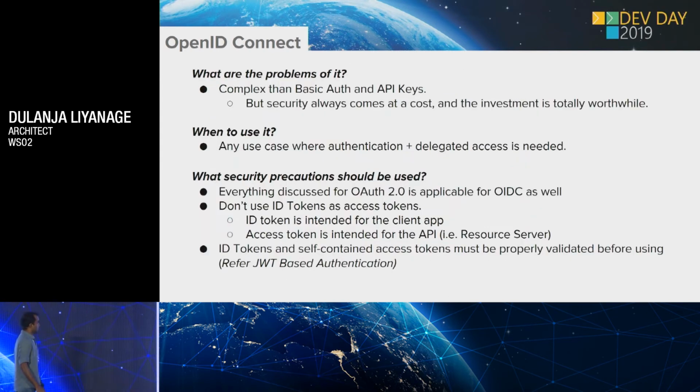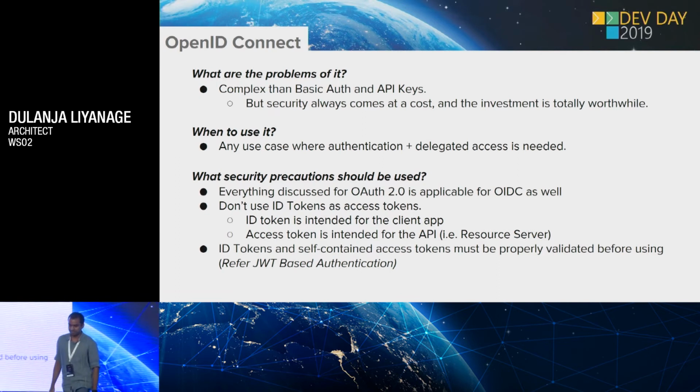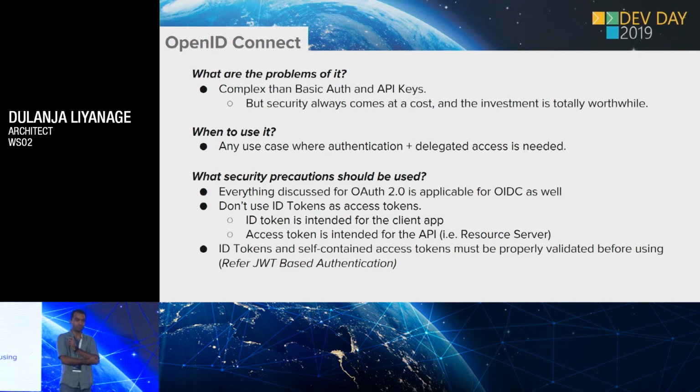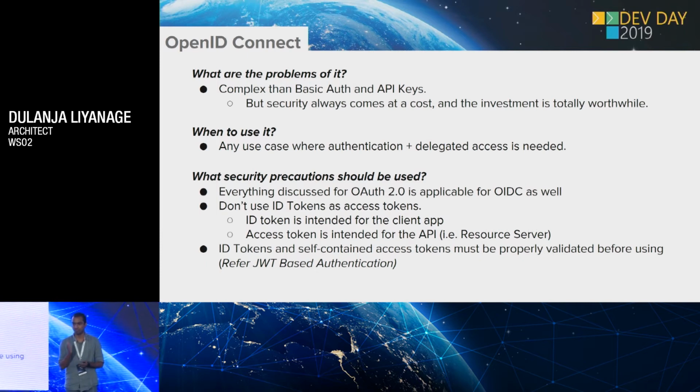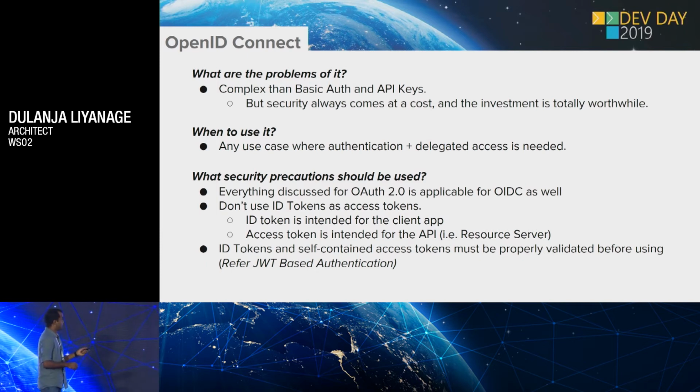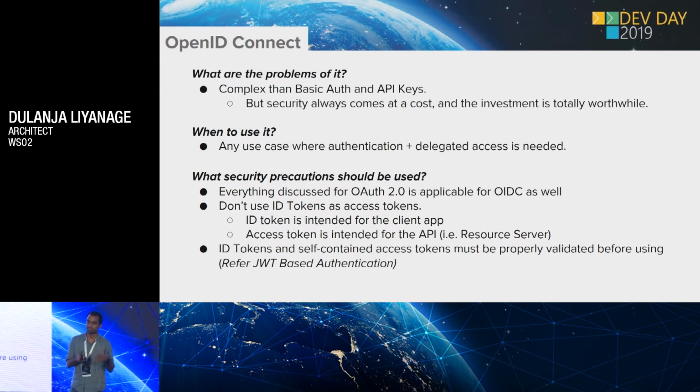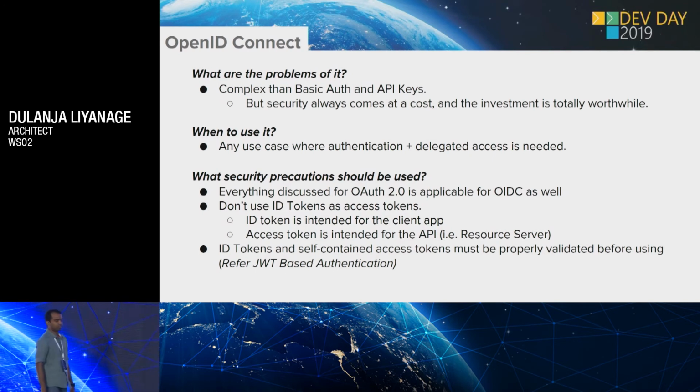Okay. So the problems: it's more complex than basic code and API keys. Of course, you have to do a lot of stuff, but there are libraries. So this investment is totally worthwhile, right? So go for it. When to use it? Any use case where delegated access plus authentication is needed. Security precautions: everything applicable to OAuth 2.0 applies here.